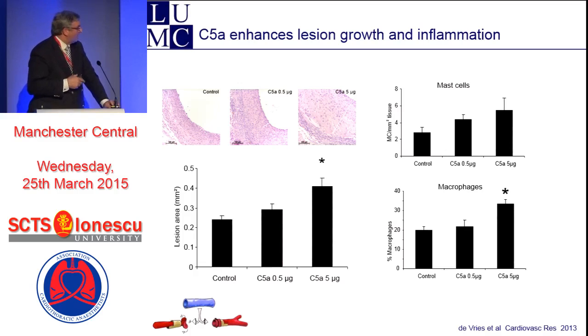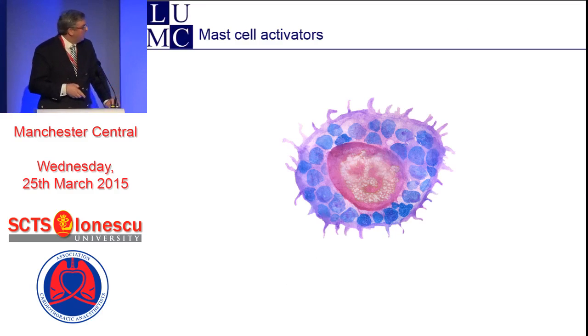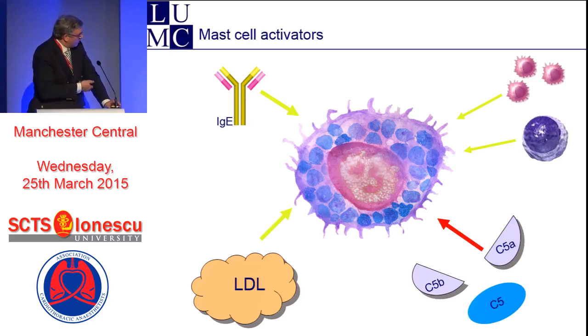So how relevant is that? If we look at the mast cell, which is a first reaction for inflammatory triggers, it can be triggered by several compounds. Bacteria and viruses can trigger the mast cells. IgE is a well-known activator of mast cells. LDL receptor is, oxLDL specifically is a crucial factor. But also the complement factors C5 and C5a and b are a crucial triggering factor for the mast cells.